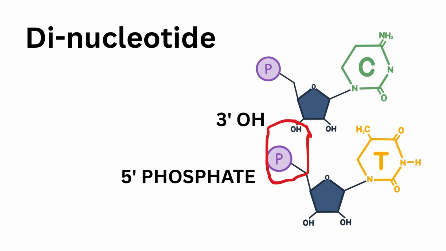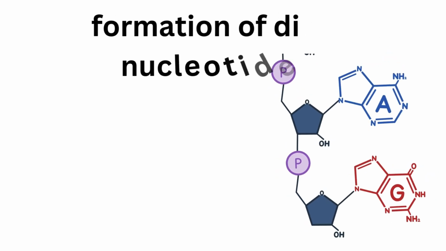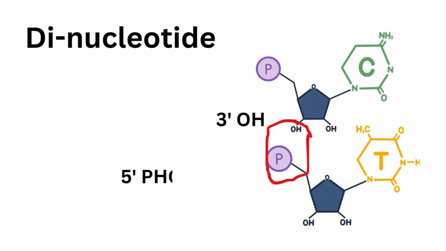Nucleotides join through 3'-5' phosphodiester bonds to form a dinucleotide, where the 3' carbon of the pentose sugar of one nucleotide bonds with the 5' carbon of the phosphate group of another nucleotide.